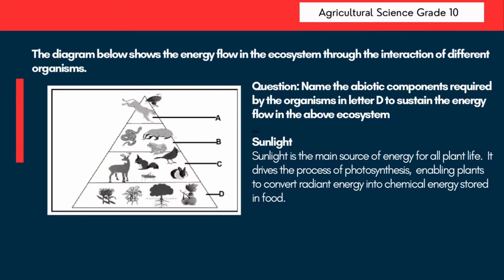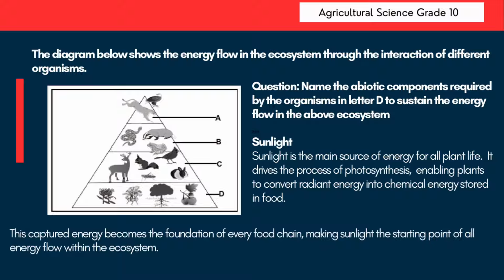4. Sunlight. Sunlight is the main source of energy for all plant life. It drives the process of photosynthesis, enabling plants to convert radiant energy into chemical energy stored in food. This captured energy becomes the foundation of every food chain, making sunlight the starting point of all energy flow within the ecosystem.